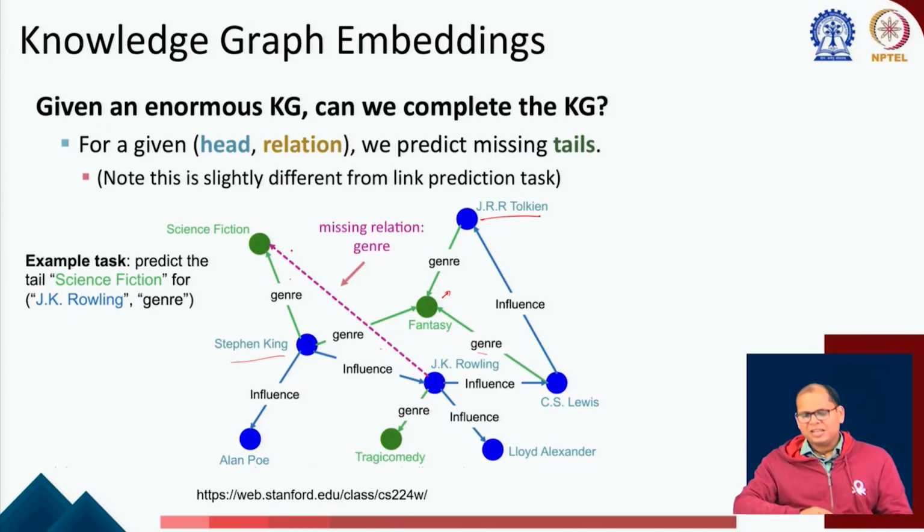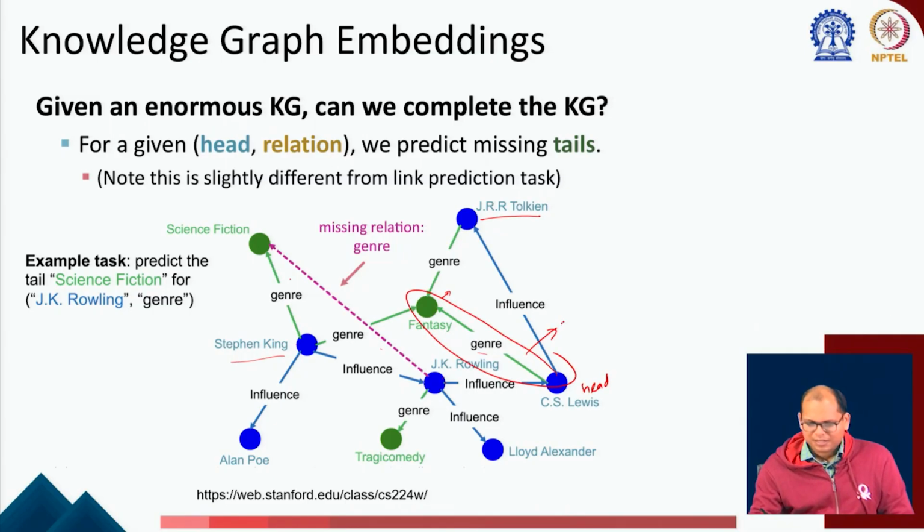So a knowledge graph will have all these heads, relations, and tails, right? If I take this particular relation, this is the head, this is the relation, and this is the tail. Head, tail, and relation, that's what a triplet is in a knowledge graph. I want to predict some heads, some tails, and so on. So if I give J.K. Rowling and genre, the relation, what is the tail? I want to predict science fiction.